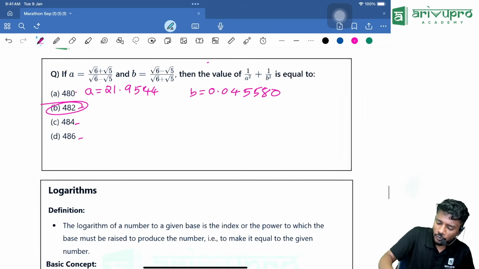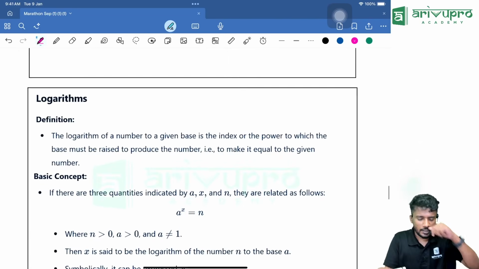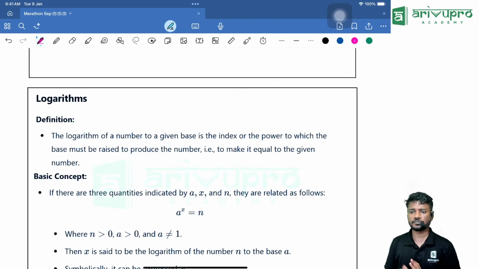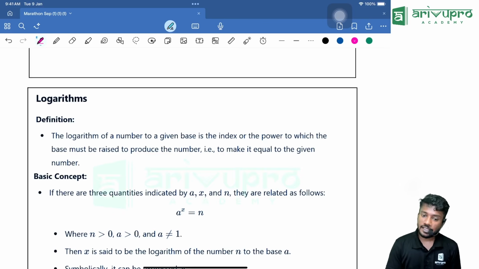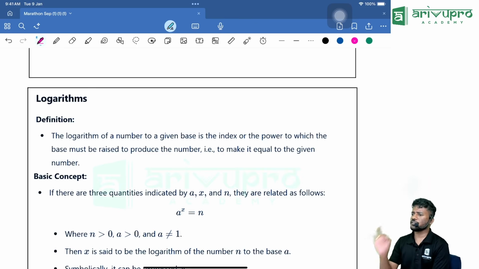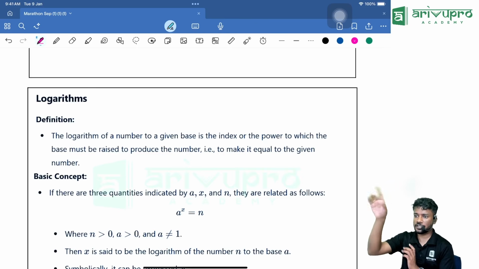Now, the next one is called logarithm. I will ask you one simple question. What is logarithm? What is the meaning of logarithm? Why are we taking log? What is the reason for taking logarithm? Yes, for simplifying the calculation. Basically, logarithm is nothing but if you take a logarithm of the number with any base. For example, 64 is the number.